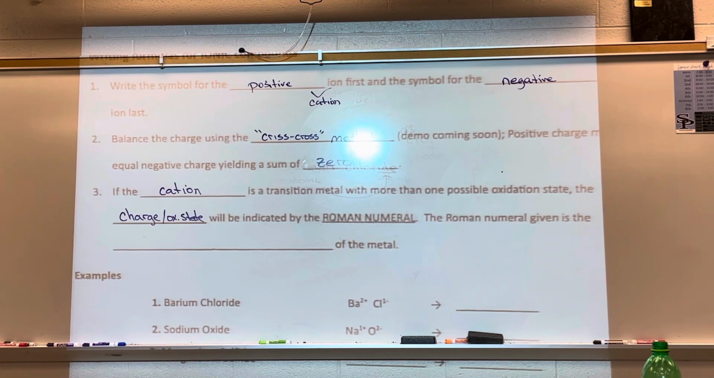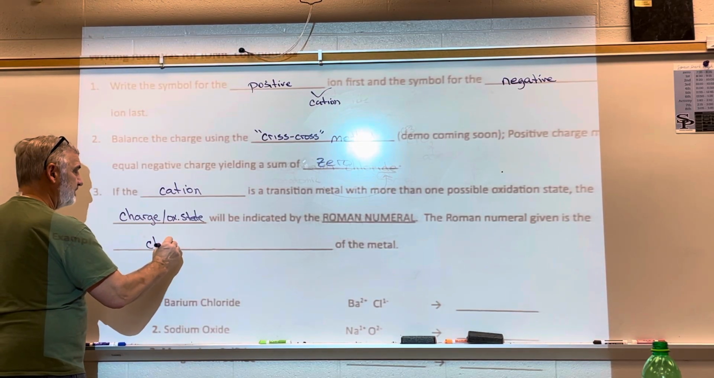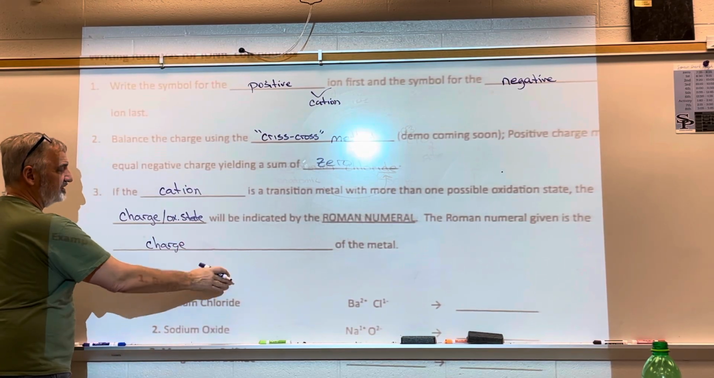You're going to be told that if you have to write the formula. If the name is given, the Roman numeral is going to be in it. Whatever the Roman numeral is, that's the charge. The Roman numeral given is the charge on the metal. Charge of the metal. You just gotta say charge.